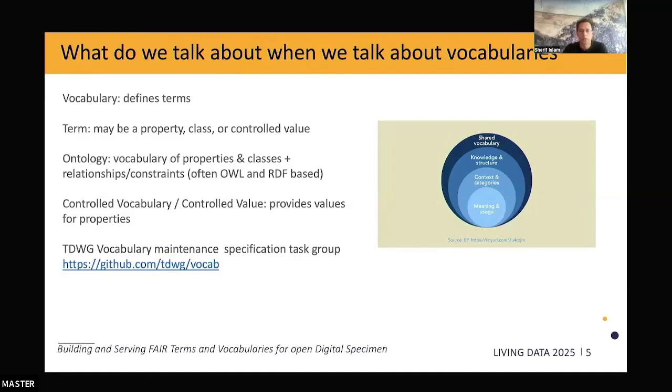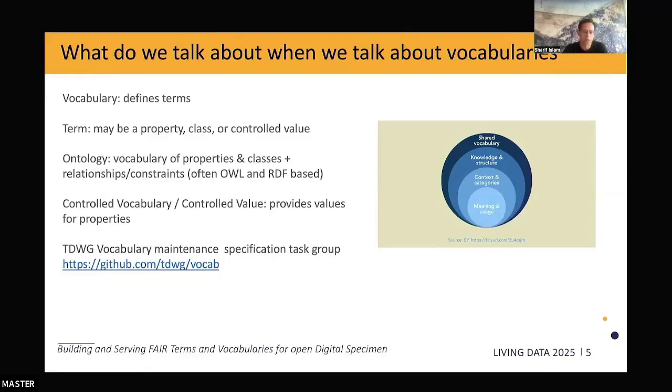As you notice, I already introduced a few things: terms, vocabs, concepts, properties. So what do we mean here? In a formal sense, a vocabulary defines the terms, and a term may be a property, class, or a controlled value. We also have a formal ontology that describes the relationships, and then we have some constraints on these properties, what values could be used.